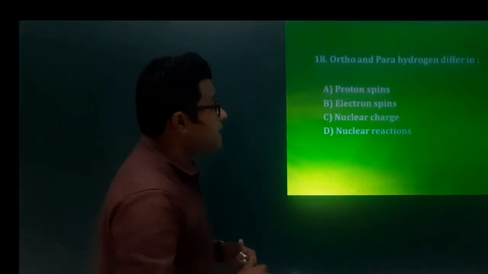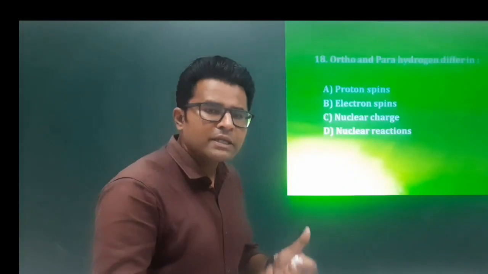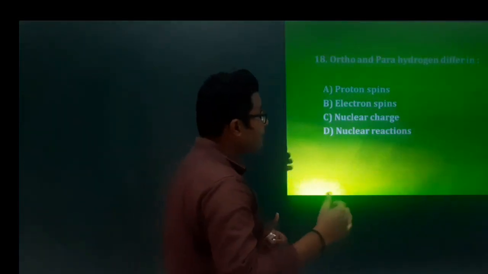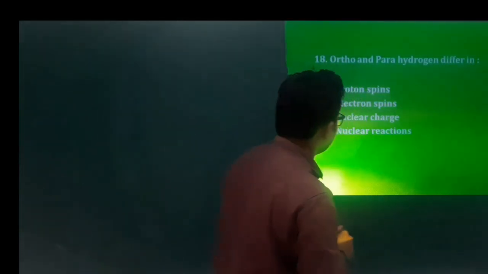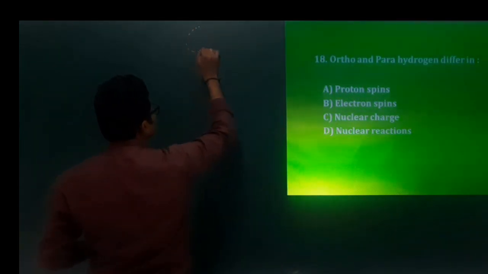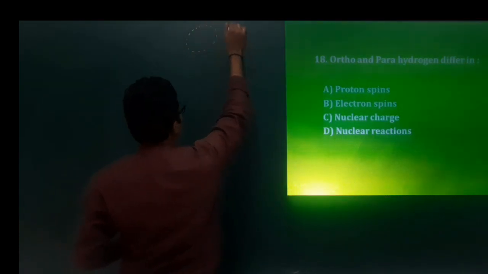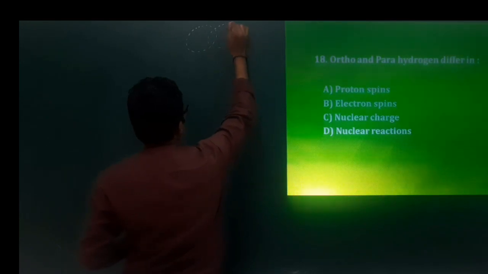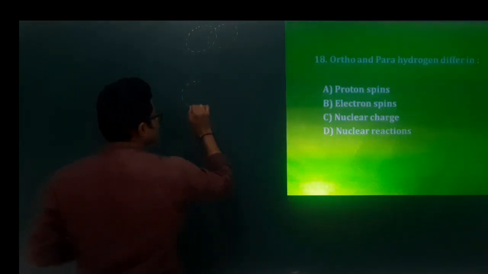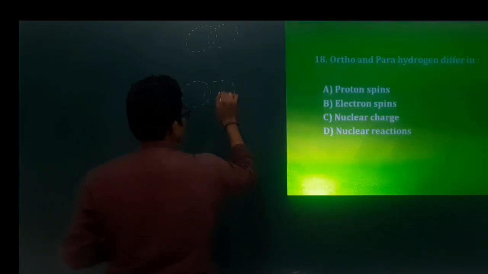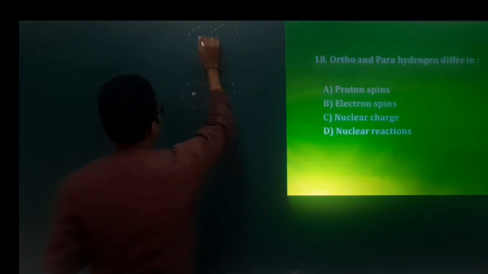Okay. Now, question number 18 is also in relation with question number 17. It asks: ortho and parahydrogens are going to differ in. When we were taking a look into the ortho and parahydrogens, let's say these are the molecules of hydrogen. What was happening here is depending upon the spin of nucleus.